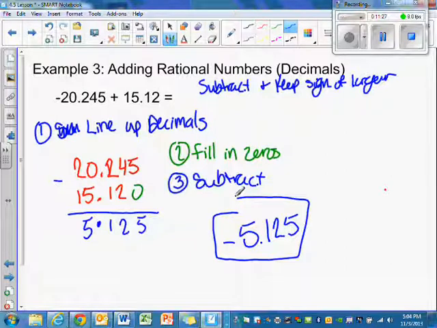Okay, that is all the examples for adding rational numbers. You can watch a video too to learn how to subtract rational numbers.